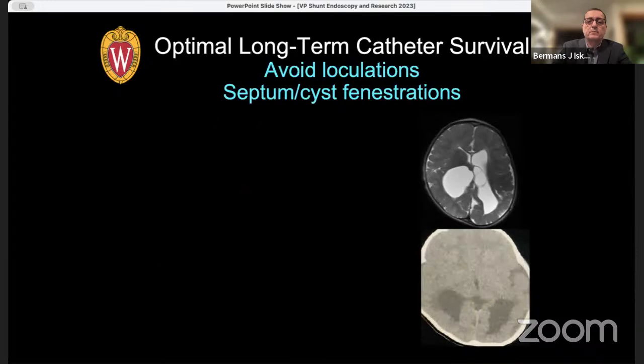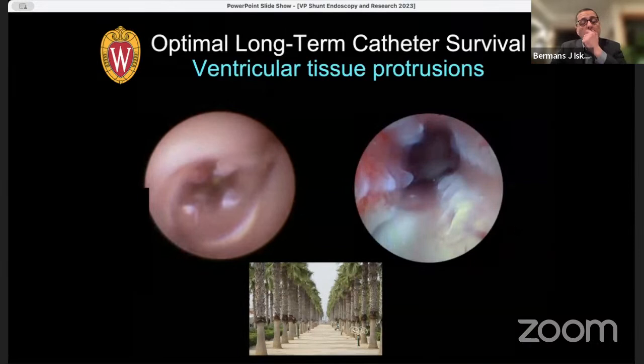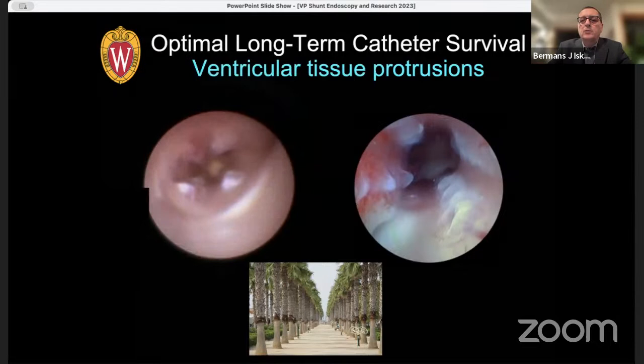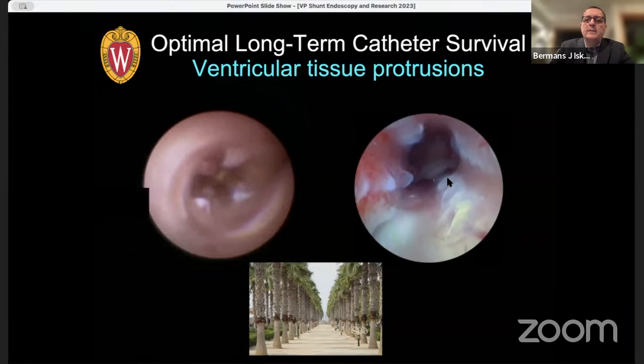Okay, so as I've done hundreds and hundreds of endoscopic shunt revisions and placements over the years, I started noting unusual findings. After we removed the catheter, we see these bumps along the catheter track. They're very organized. They're like a row of trees down a highway. And we wondered what these are.